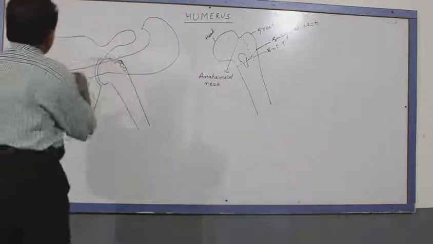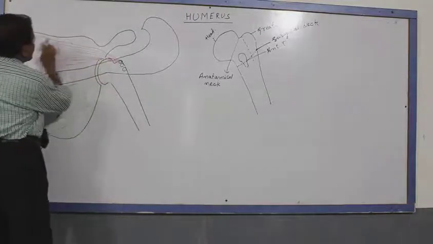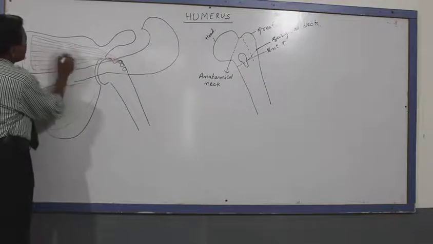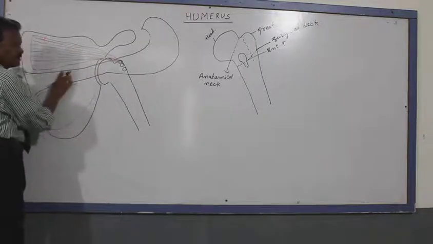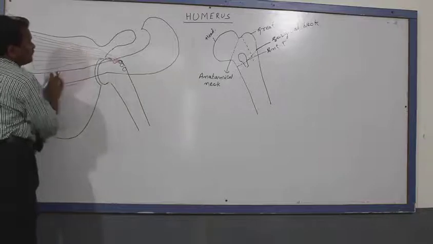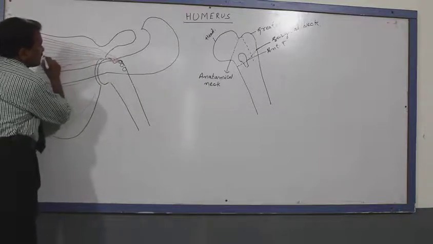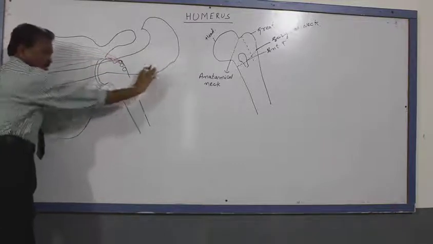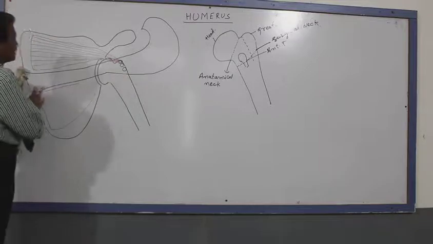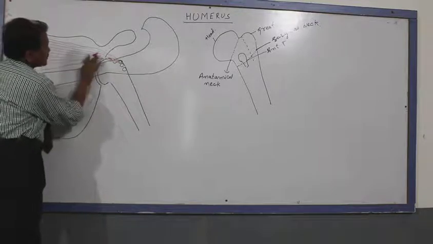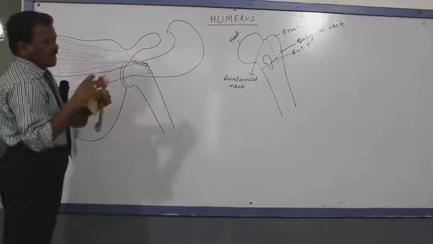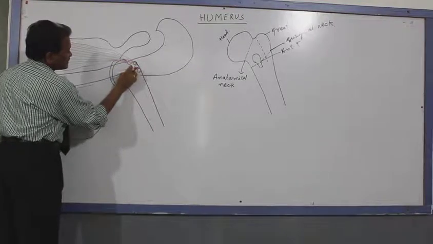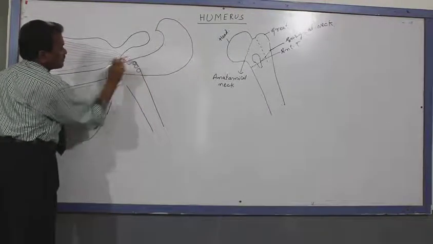So here there is the supraspinous fossa, and it gives origin to the supraspinatus muscle. These muscle fibers run horizontally towards the lateral side. This side is the lateral side and this side is the medial side. These muscle fibers run and are inserted on the anterior impression of the superior surface of the greater tubercle of the humerus.